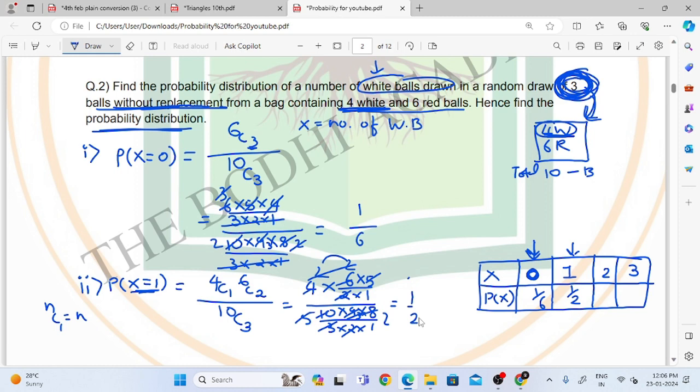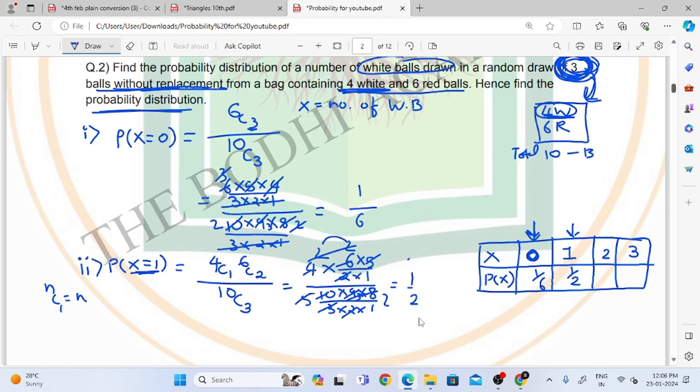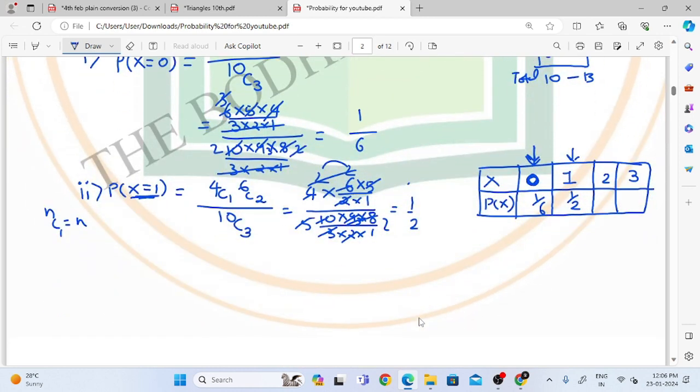This is just a calculation, division and multiplication. Now the third case, when x is equal to 2, the probability of getting 2 white balls. 2 white balls means one is red. In total we are selecting 3. In the denominator it is the same thing, 10C3, out of 10 we are selecting any 3. Now 2 white we want. Total 4 white are there, out of 4 we are selecting any 2. One more is needed from the red balls. Total 6 red are there, out of 6 red we have to select 1.